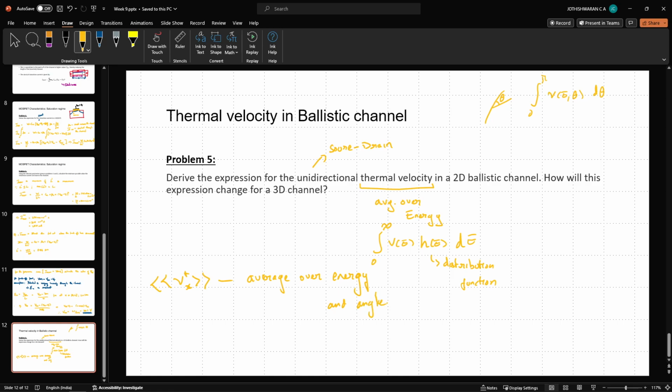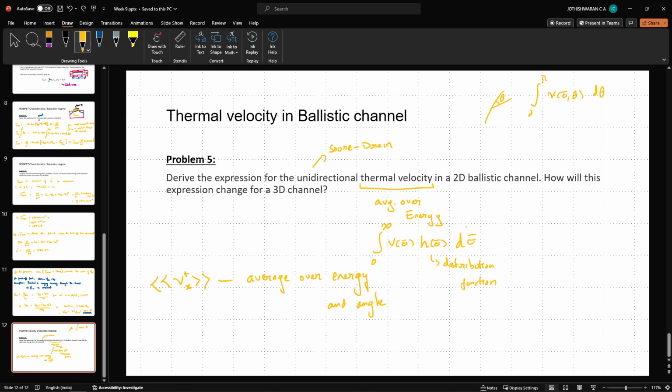That is what we need here. We even did this for a 3D channel where we had two angles, theta and phi. That was solved in, I think, week 2 or 3. I can't exactly remember which. Please go back, you can see the videos or the slides. So this is averaged over energy and angle. That is why we have two averages. Essentially I can also say that this is over theta and over E, but that is not required. So what we have to do is derive the unidirectional thermal velocity in a 2D ballistic channel.